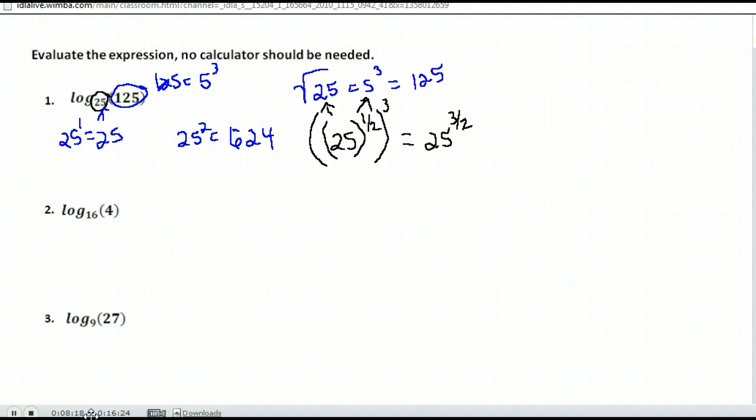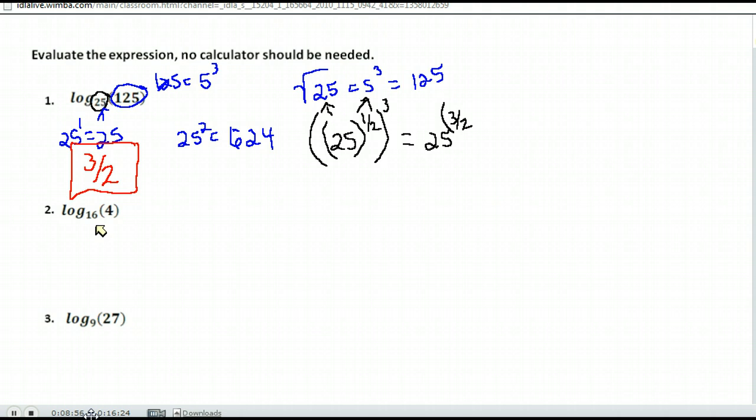And you can go ahead and check that on your calculator. When you do that, make sure you put the 3/2 in parentheses. Okay, 25 to the 3/2. And if you check that, you will find that, yes, it is, in fact, 125. So our answer here is 3/2. 25 to the 3/2 power is 125. So if the numbers don't seem to match up quite right, you may have to use fractional exponents. You may have to take roots.